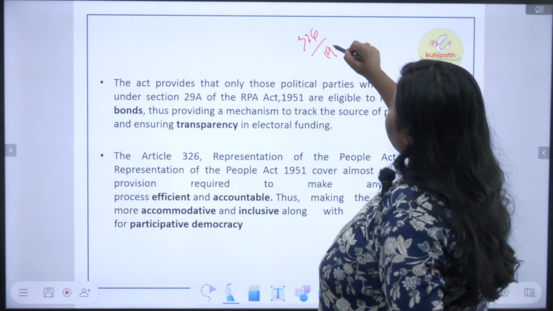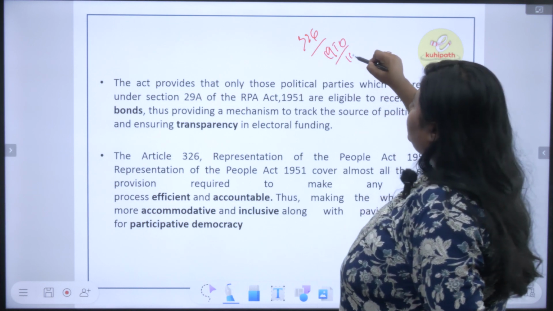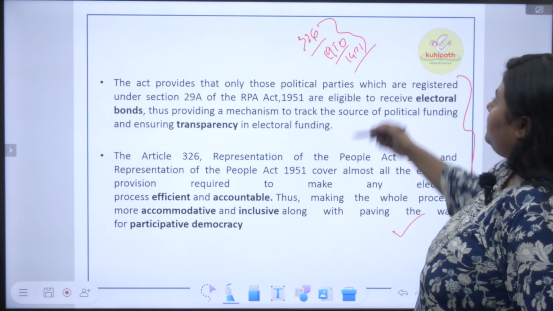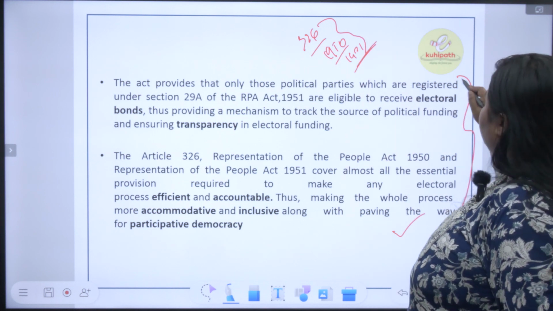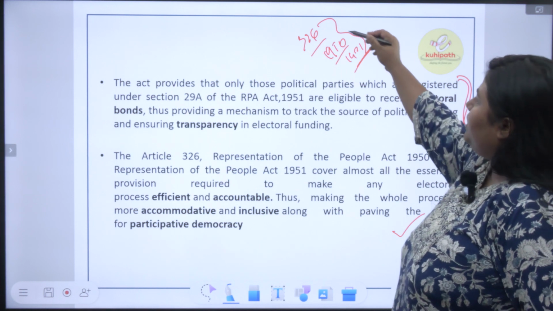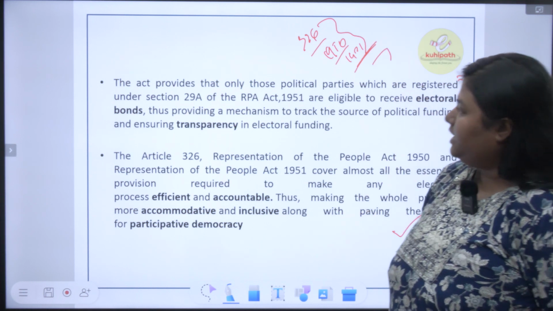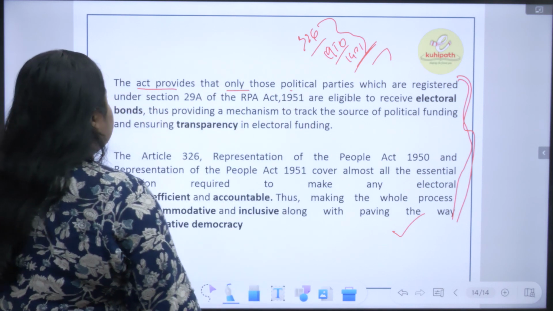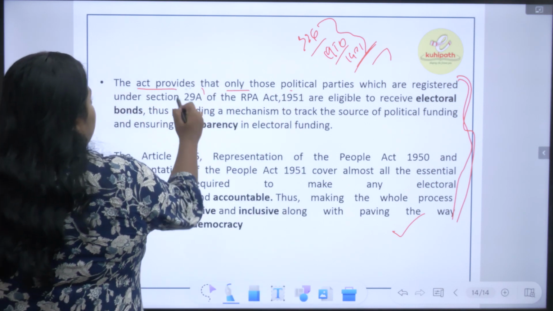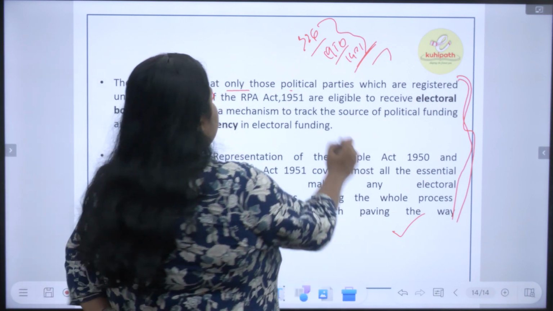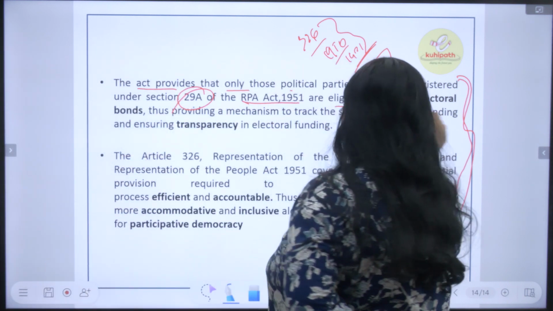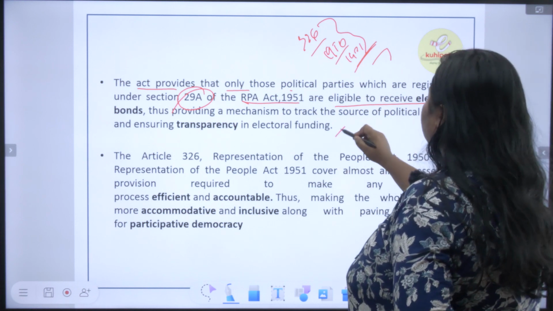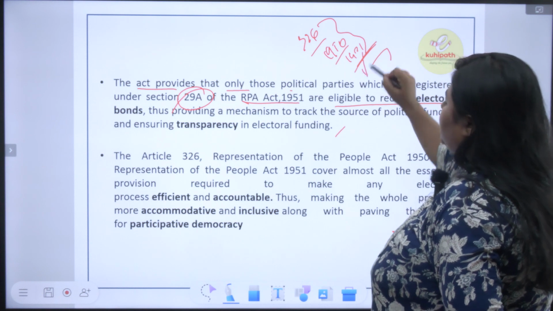We then talked about the 1950 Act. Then we talked about 1951. We talked about the respective significance. Now we need to talk a little bit about the conclusion part also. Now that we have discussed it, let's conclude. So here I have it that the Act provides that only those political parties which are registered under Section 29A of the Representation of Peoples Act 1951 are eligible to receive electoral bonds, and thus provides a mechanism to track the source of political funding. So this is about the 1951 Act.